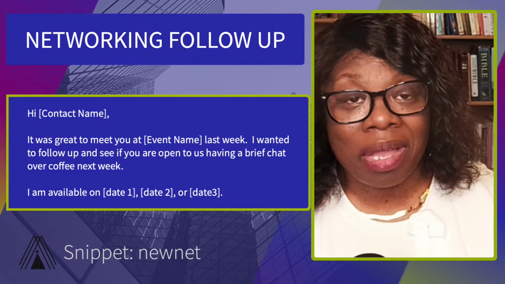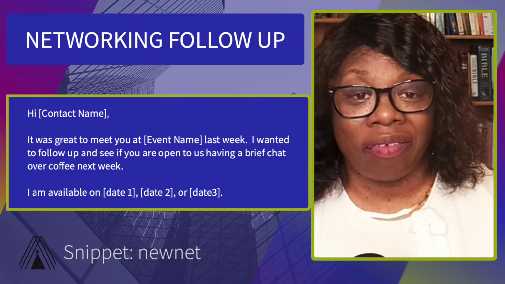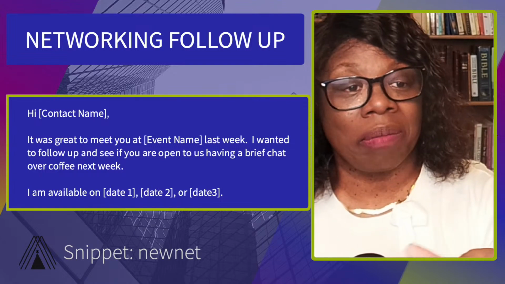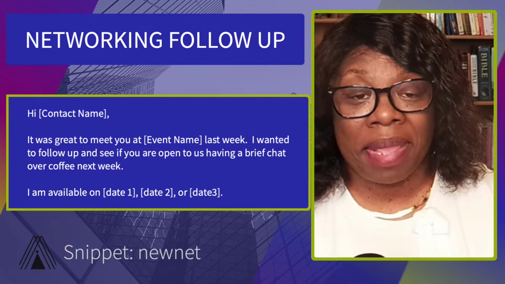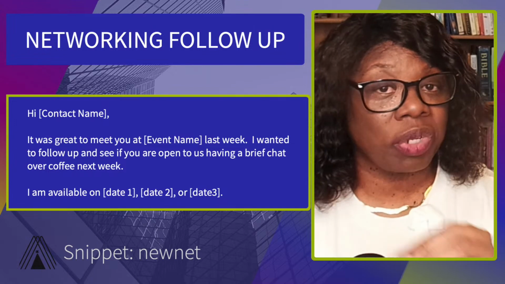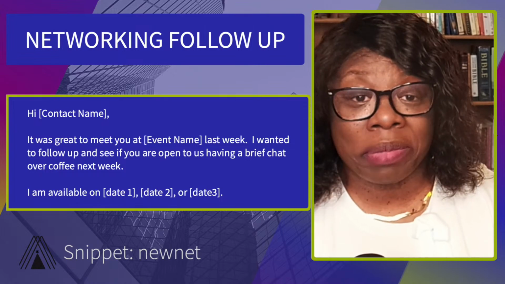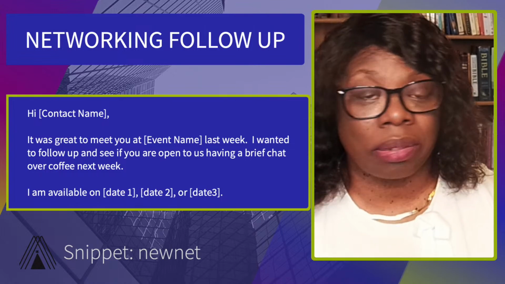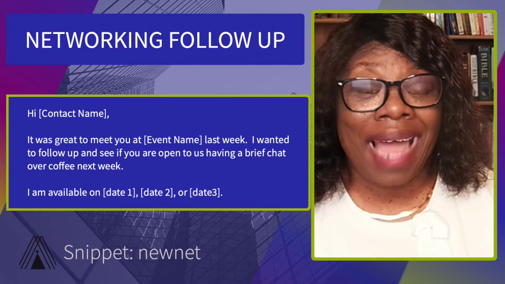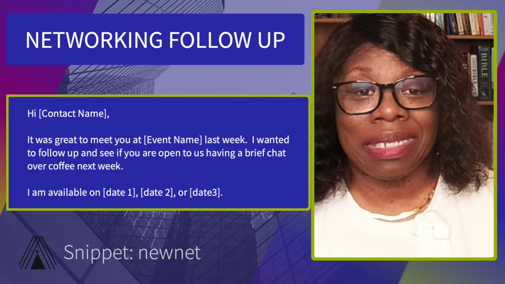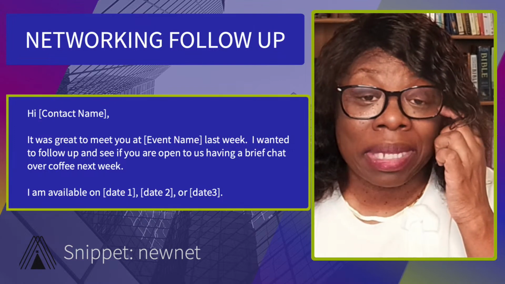Just have a quick email, have it already ready, and you can get it out. You can have, I've got down here, I'm available on 3 dates. If you're using an automated scheduling tool, you could just put a link to your automated scheduling tool in there and just send it out, and you don't have to remember what that long URL is. It can already be done for you. And I use "new net," meaning this is a new person that I met in networking, and I want to just follow up with them and get something out to them.